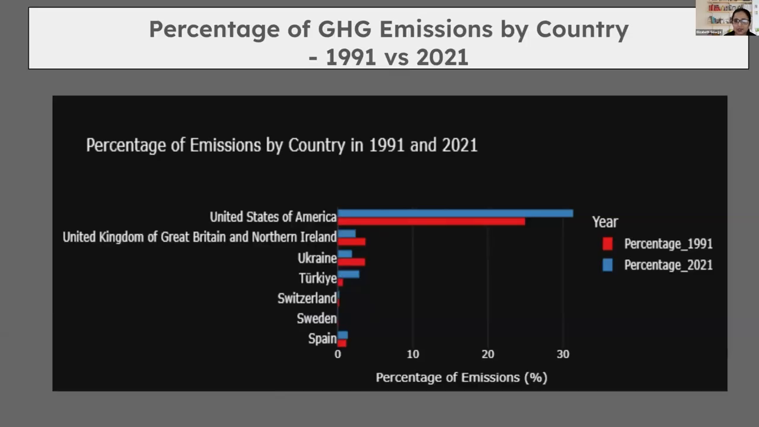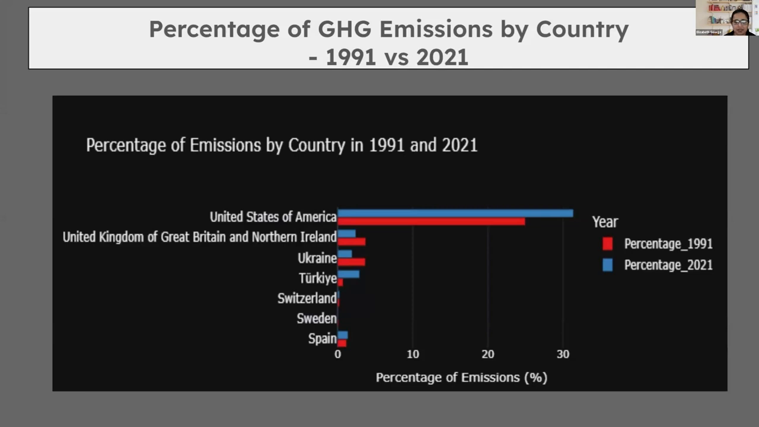And this is a grouped horizontal bar chart explaining the comparison of emissions across different countries. And in this graph, the United States of America has the highest emission rate in 2021.